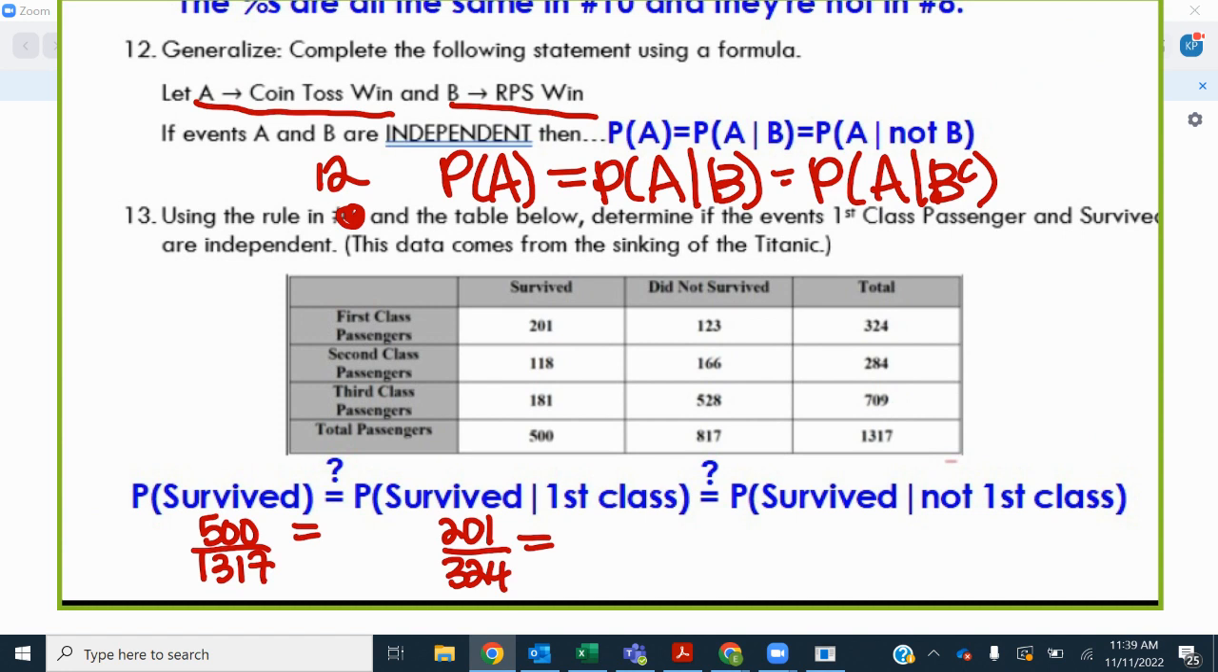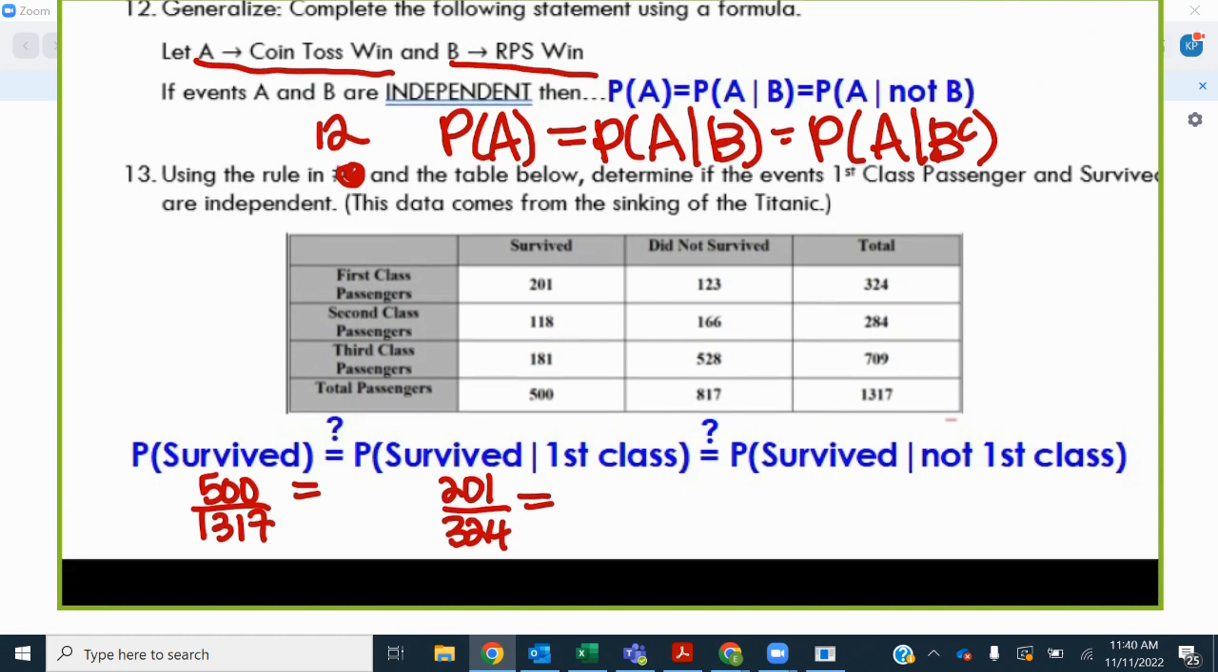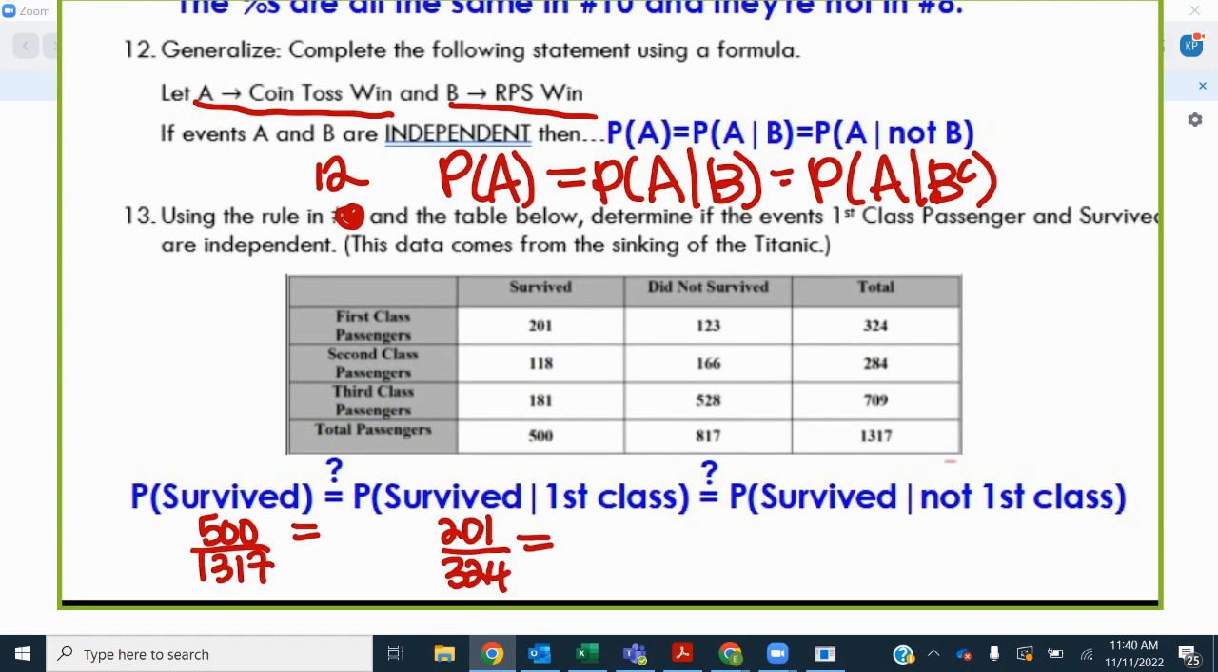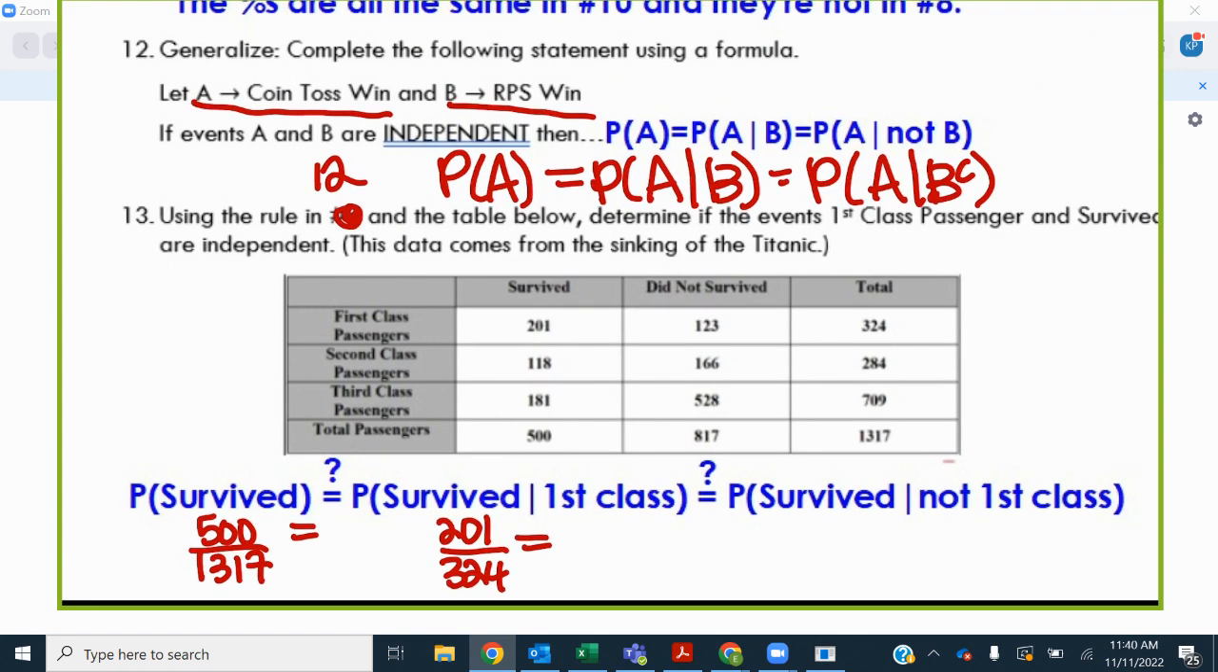And then everyone else, we need to do a little math here. We're going to do 1317 minus 324. There's a total of 993 other passengers that aren't first class. And of those, 299 survived.